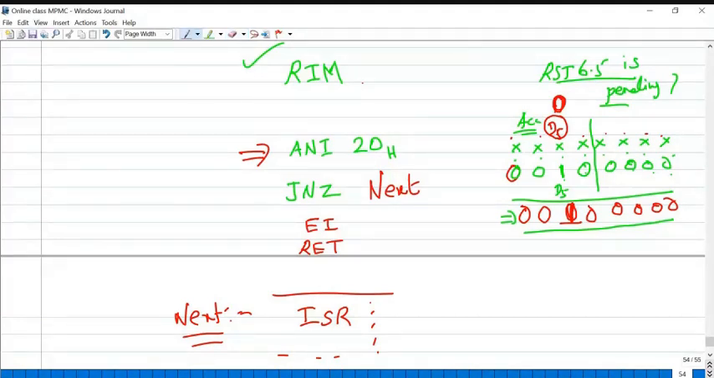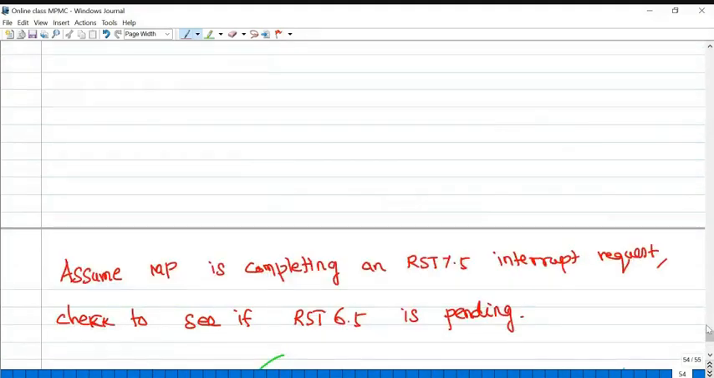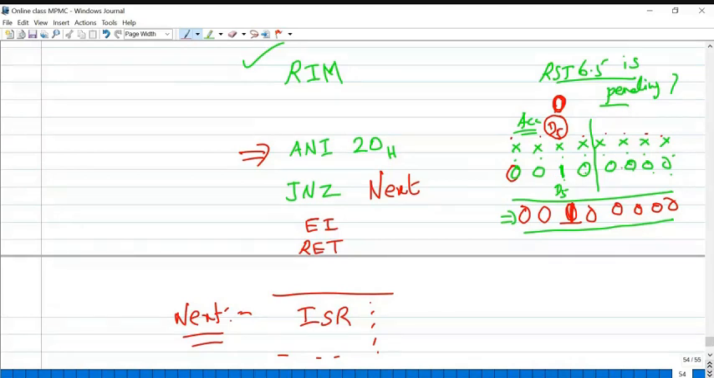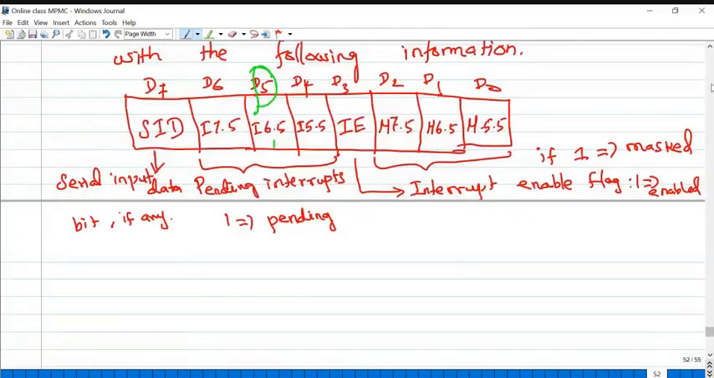I'm executing the RIM instruction. Okay. And then a logical AND operation between the accumulator and 20. Why am I taking 20? 20 is equivalent to binary 00100000, so D0, D1, D2, D3, D4, D5. The D5 position is the corresponding position for identifying whether interrupt RST 6.5 is pending or not. If D5 equals 1, then it indicates RST 6.5 is pending.